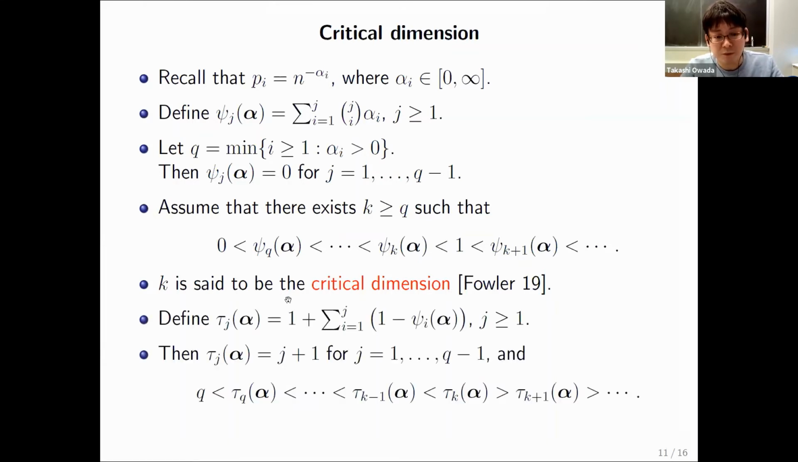Okay, next, let me define the function tau j alpha, and this one. From this structure, this function is increasing as long as the size is smaller than 1. And once the size is greater than 1, this one will start decreasing. As a result, we would observe this kind of monotonicity. So the function tau is increasing, and the maximum is attained at the index k, and after that, it will start decreasing. This slide is pretty technical, but among the many objects in this slide, this quantity, tau k of alpha, is the most important.